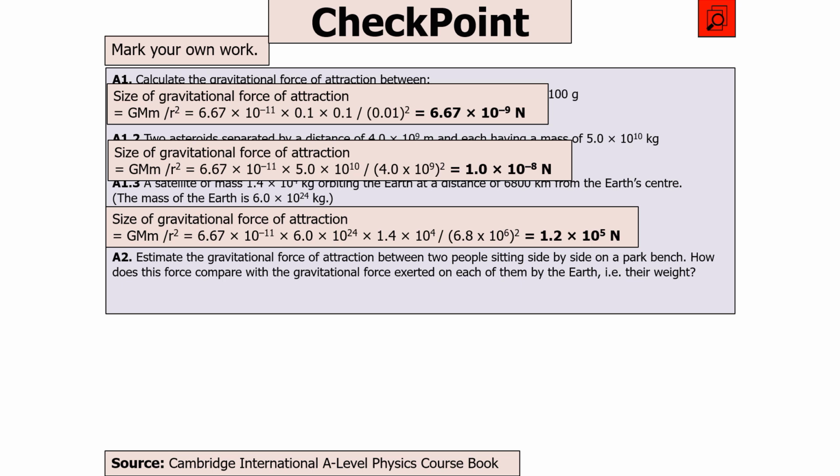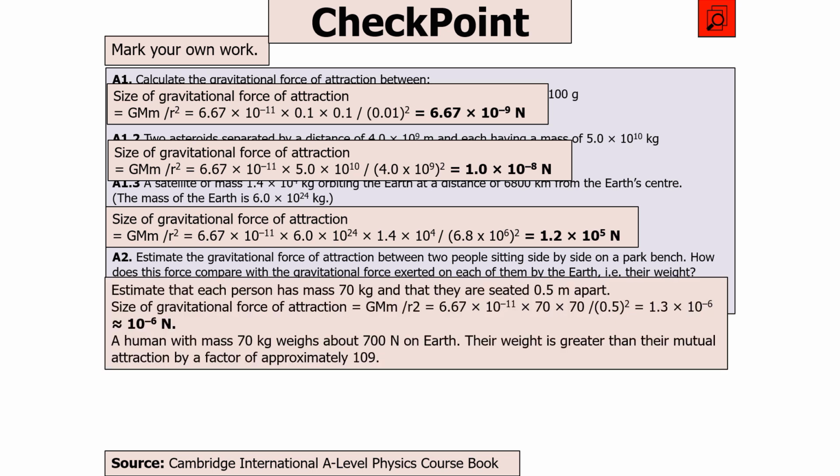Now it's very important that you can estimate values in A-level physics. So people are sitting side by side with each other, we say they're about 0.5 meters apart. We say they've each got a mass of about 70 kilograms, so you can pop that into the equation, and we get out about 10 to the minus 6 newtons.